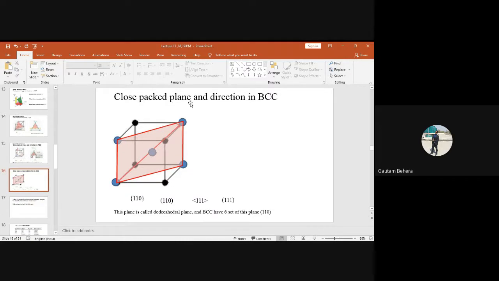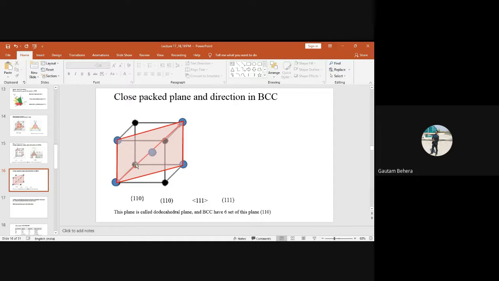Next, the close packed plane and direction in BCC. This is a body centered cubic crystal. If you remember, in the body centered cubic unit cell, we have 8 atoms at the 8 corners, and one atom at the body center position. This red plane is nothing but the close packed plane in BCC. So what are the Miller indices of that? Just tell me quickly. 110. Very good.